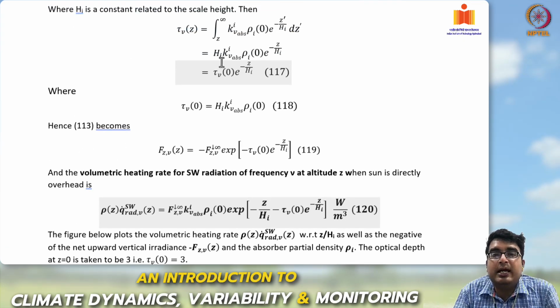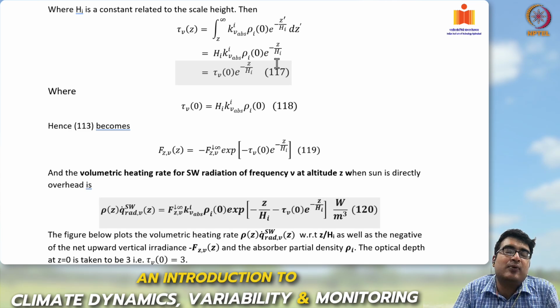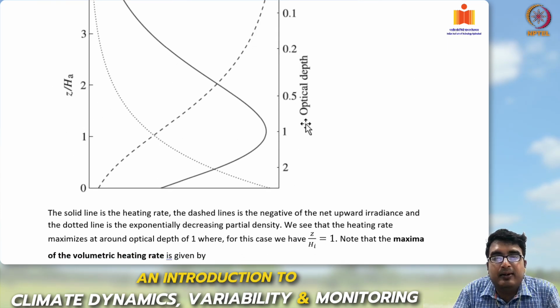Here, because it is 3 and here it is 1, it is 1/3 equals e to the power minus Z by Hi. So e to the power minus 1 is almost 1/3, so that's why, coincidentally, Z by Hi equals 1 and optical depth equals 1 both correspond closely to the maximum heating rate, but this need not be the case. Fundamentally, analytically, the maximum heating rate is where the optical depth of the atmosphere is 1.